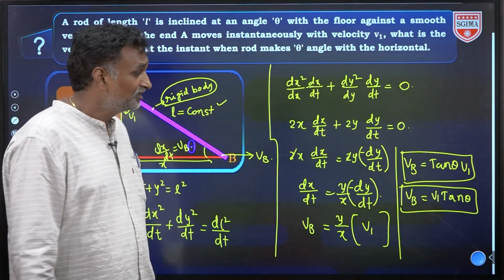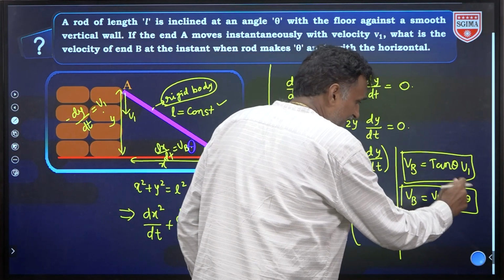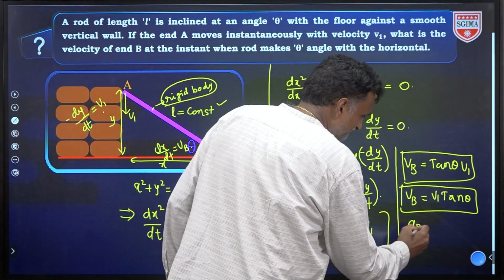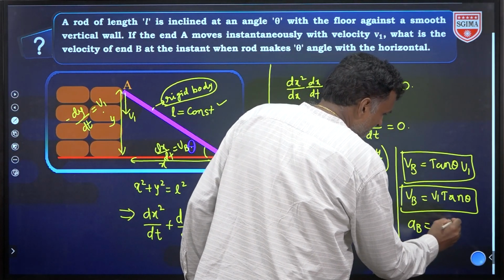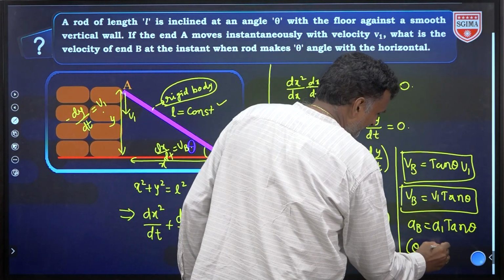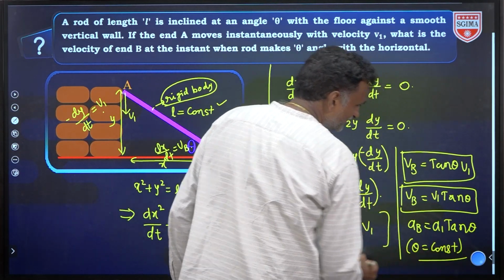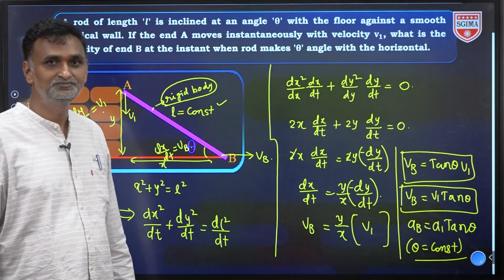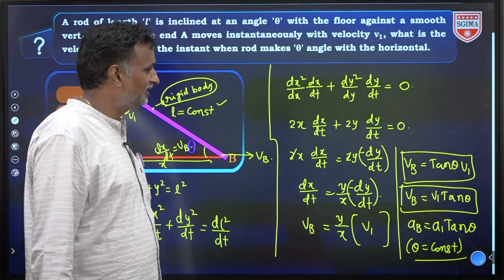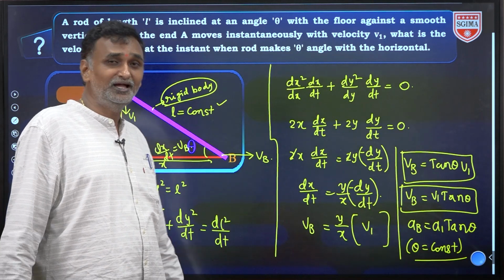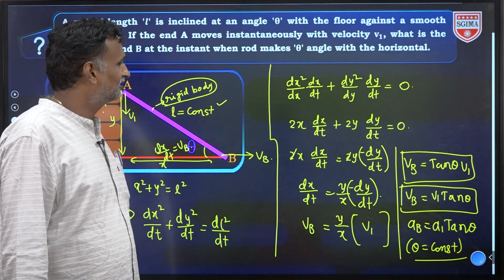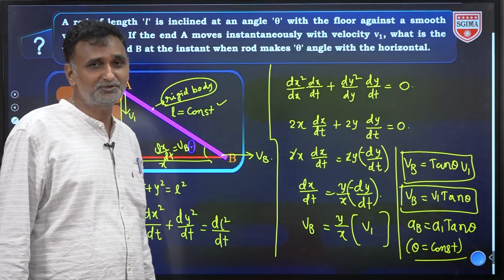acceleration. If theta remains constant, then acceleration should be taken as AB equals A1 tan theta. This is applicable only in the case of theta remaining constant. That is it. So, this is the way we can find the relation between end A and end B. Sir, this is a pretty lengthy manner, sir. So, what to do now for a shortcut?